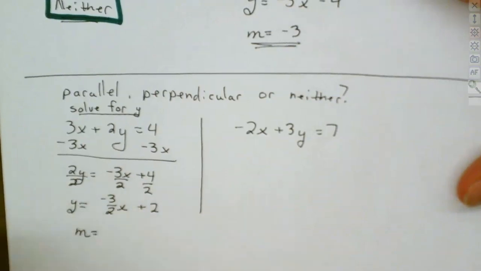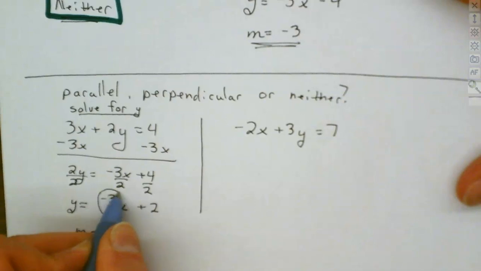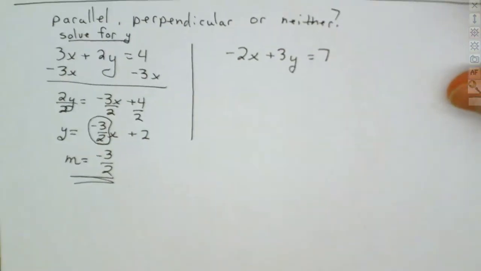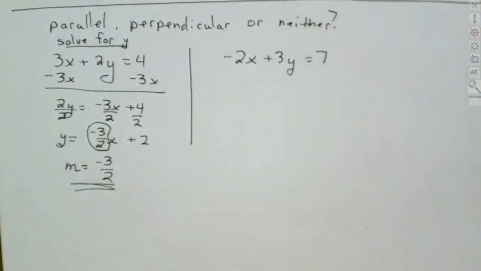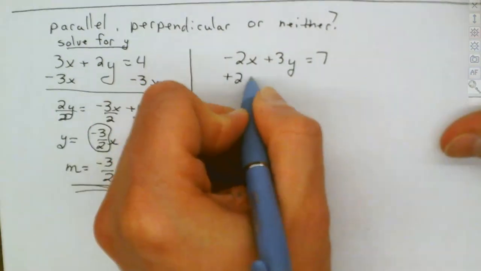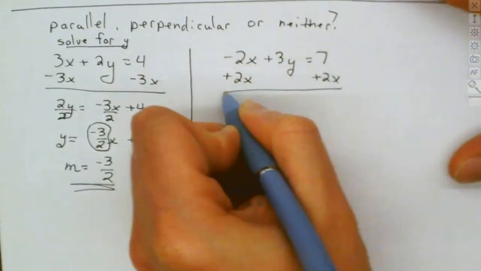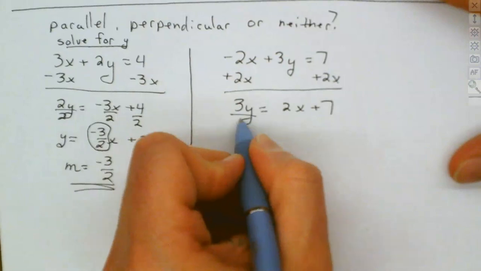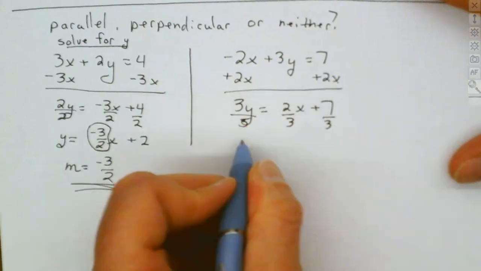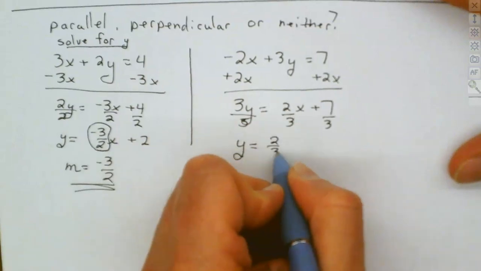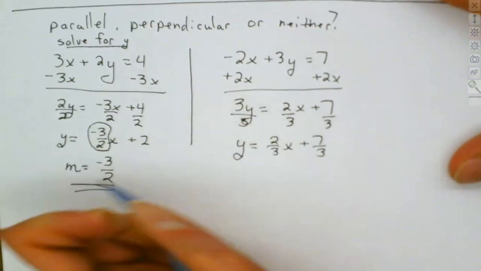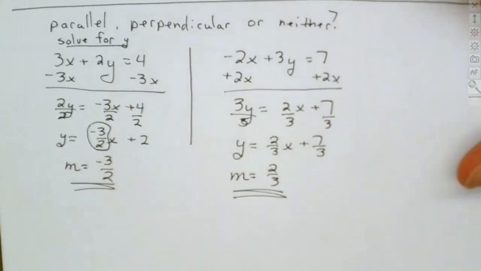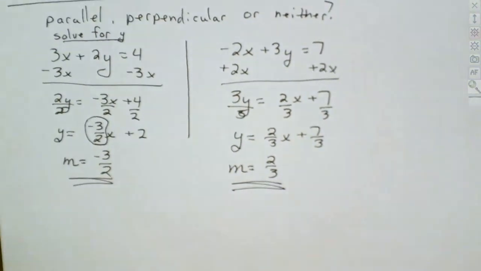And so what would my slope now be? The slope is the number in front of the x. And so that's a minus 3/2. Now, what about the other one? Same procedure. Move the 2x over in this case. So 3y equals 2x plus 7. Divide by our 3. And now we've got y equals 2/3 x plus 7/3. And so my slope m would be what? 2/3.